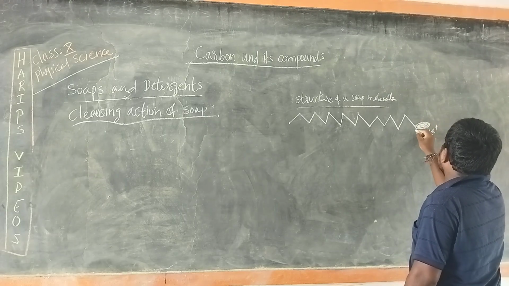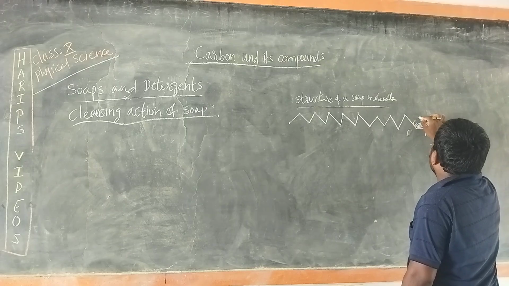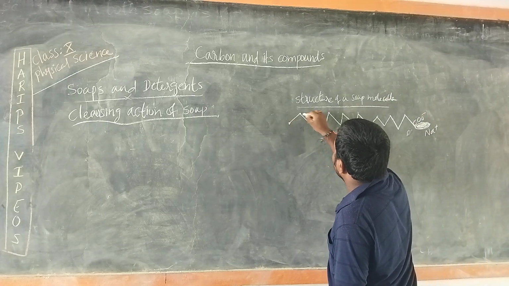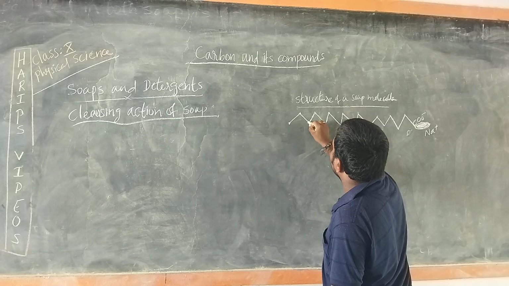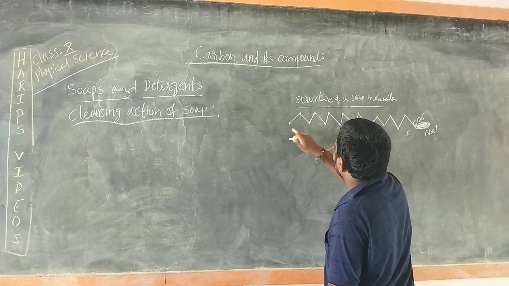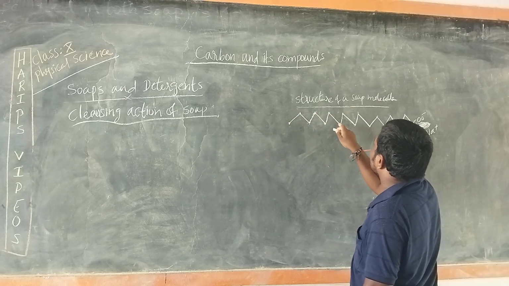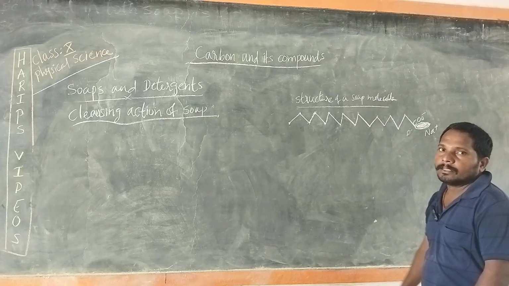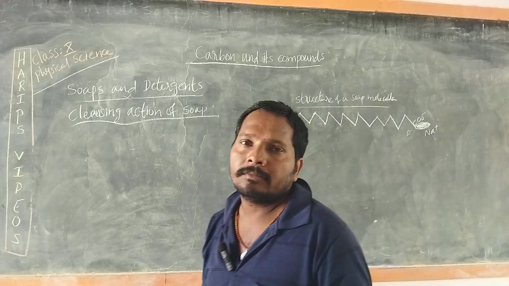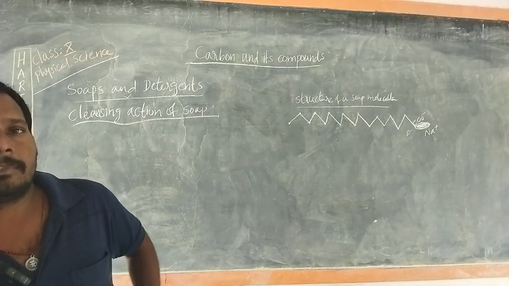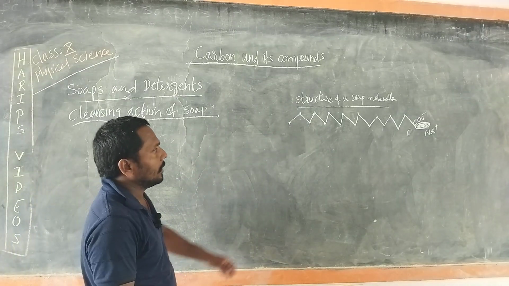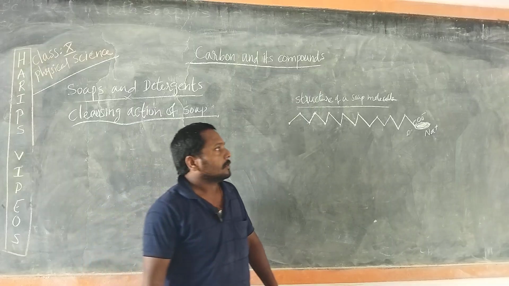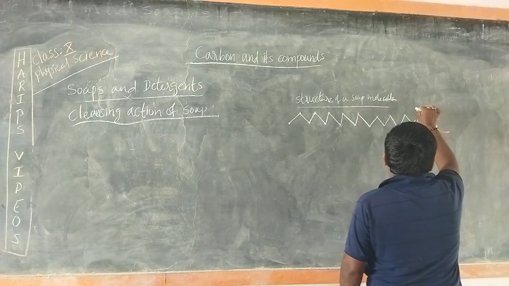The structure is R plus COO minus, where R is a long chain. Each one acts as one carbon: 1, 2, 3, up to 17 carbons. So the formula is C17H35COONa, which is sodium stearate.